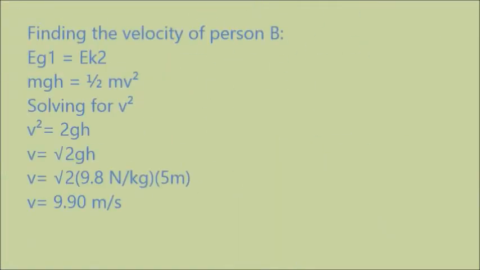To find the velocity of person B, we will be using this formula. Eg1 equals Ek2. Eg1 can be replaced by mgh and Ek2 can be replaced by mv squared divided by 2. Now we will sub in the values and find v, which is equal to 9.90 meters per second.